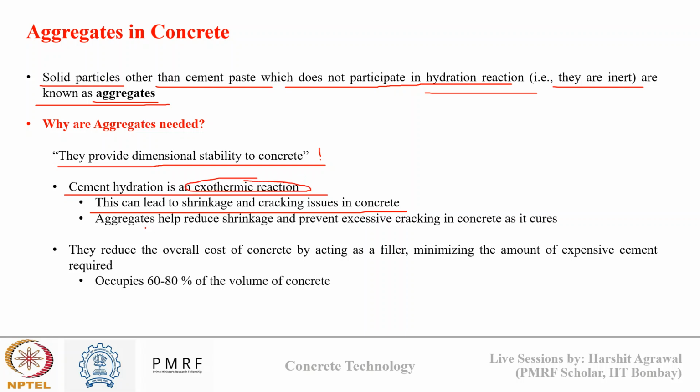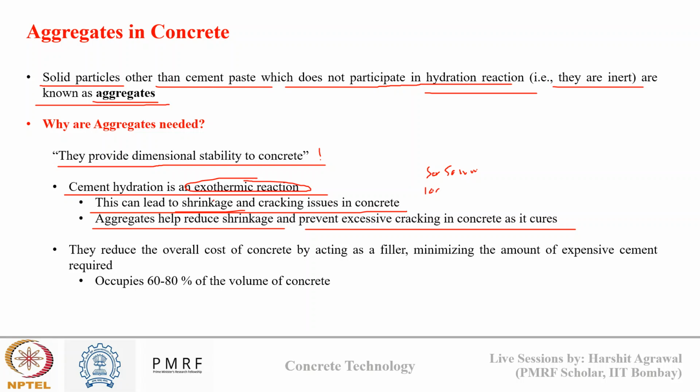Okay, and what aggregate does, it helps to reduce shrinkage and prevent cracking in concrete as concrete cures. How? Now, this issue of shrinkage, you may not see in small samples like the 50 cross 50 cube that we prepare in the laboratory, or a small 100 side cylinder that we prepare. But when we talk about bulk concrete, like large concrete blocks, shrinkage becomes a very big issue if we just use cement for making concrete and no aggregates.